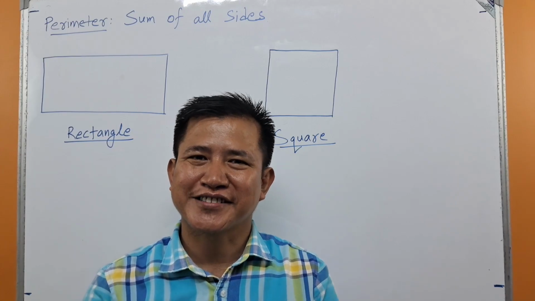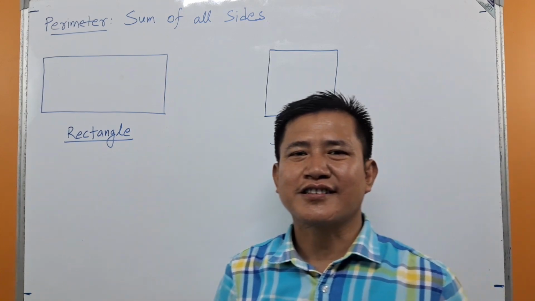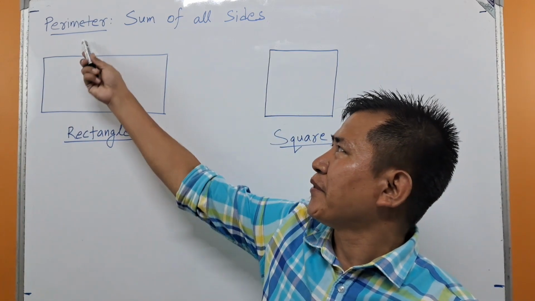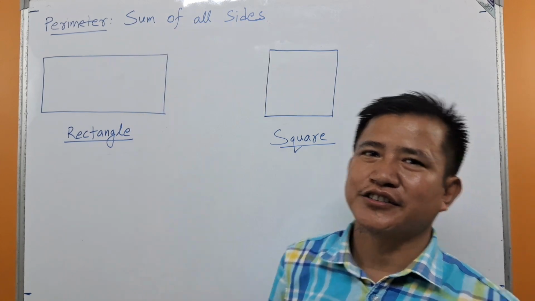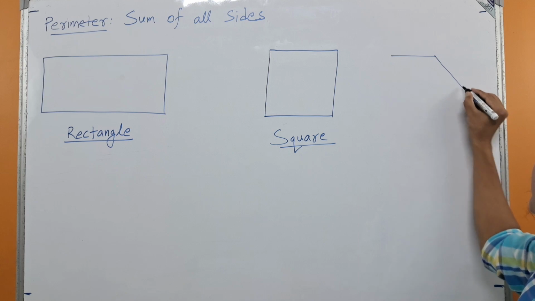In this video, we're going to see the formulas for rectangle and square. First, let's understand what perimeter is. Perimeter means sum of all sides. So let's understand this. Suppose we have a figure like this.